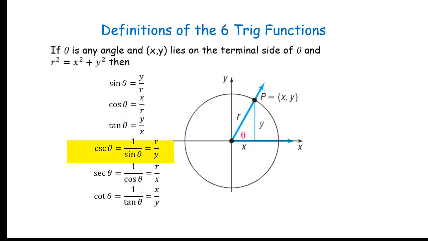It's 1 over sine theta, and that makes it r over y. Secant is 1 over cosine, r over x. And finally, cotangent is 1 over tangent, which gives you x over y. You need to memorize those definitions.